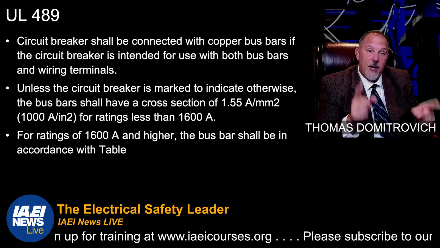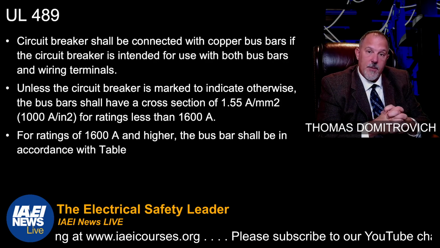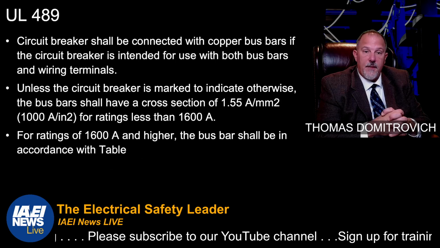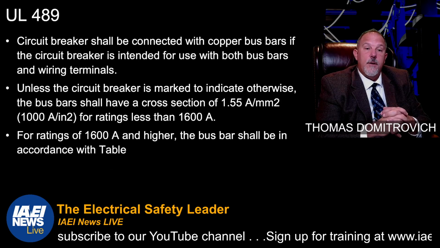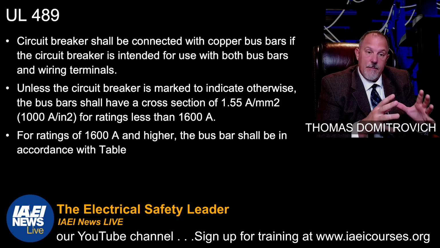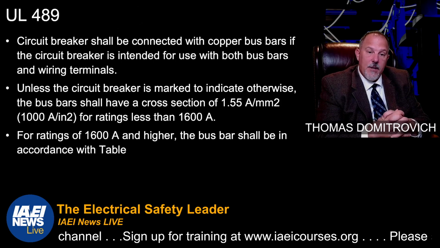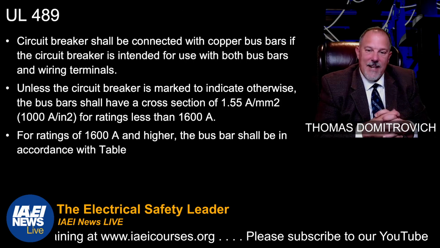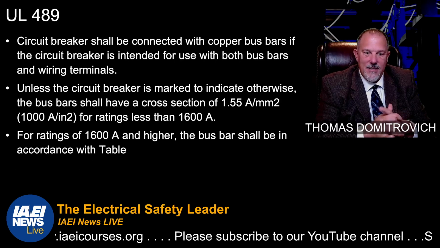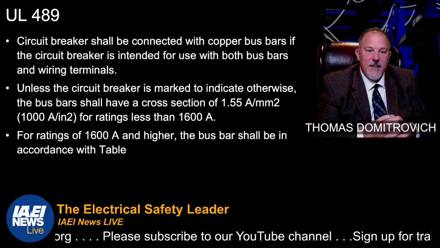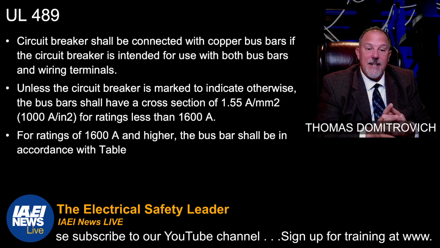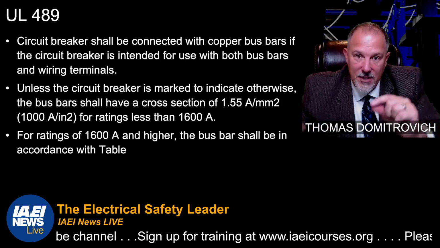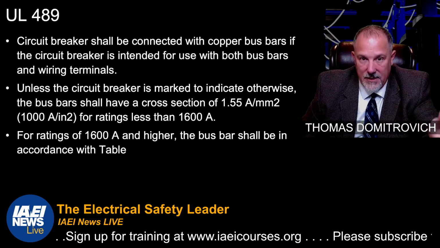You just don't take a 100% rated breaker and stick it into an enclosure and say, I'm 100% rated. It's more than just the overcurrent protective device. You've got to think about the enclosure, the assembly. So unless the breaker is marked to indicate otherwise, the bus bars have to have a cross section of 1.55 amps per millimeter squared, 1,000 amps per inch squared, for ratings less than 1,600 amps. For ratings 1,600 amps and higher, the bus bars shall be in accordance with a specific table in there. So the dimensions, the material of the bus bar makes a difference.